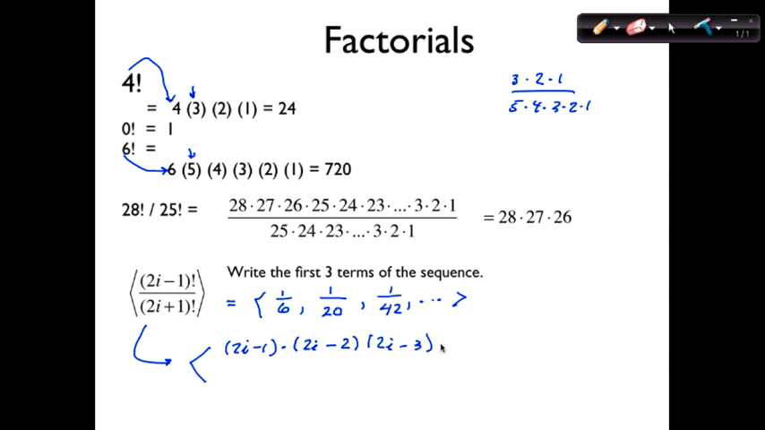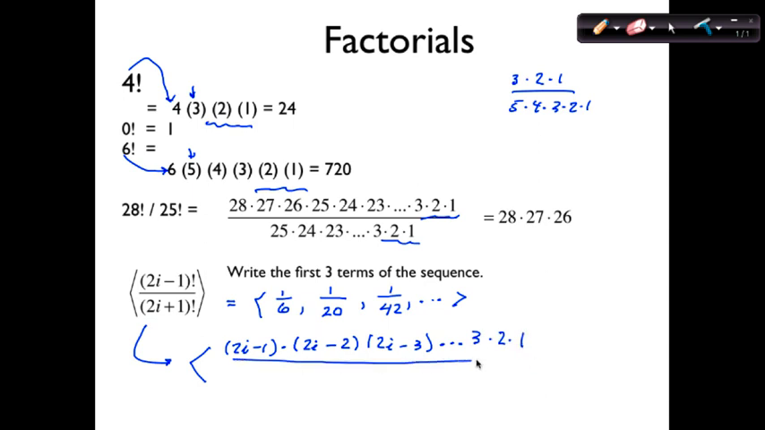And then it's going to go all the way down to what? When do we stop multiplying? No, not i. When do we stop multiplying? It's the same place we stop multiplying in all factorials. Where do they all end? Every single one: 3 times 2 times 1, right? So you're always going to end up at 1.